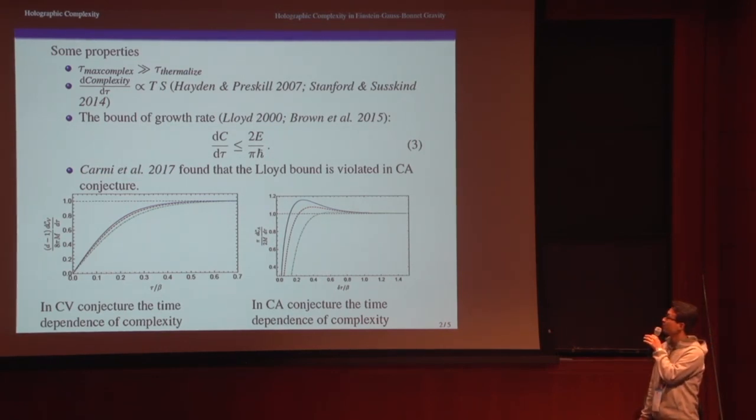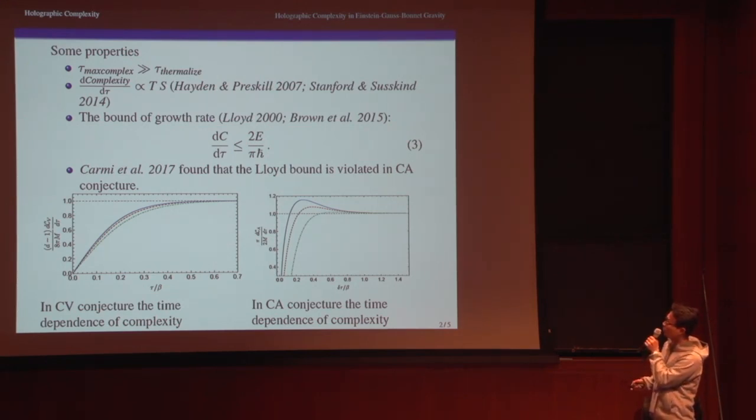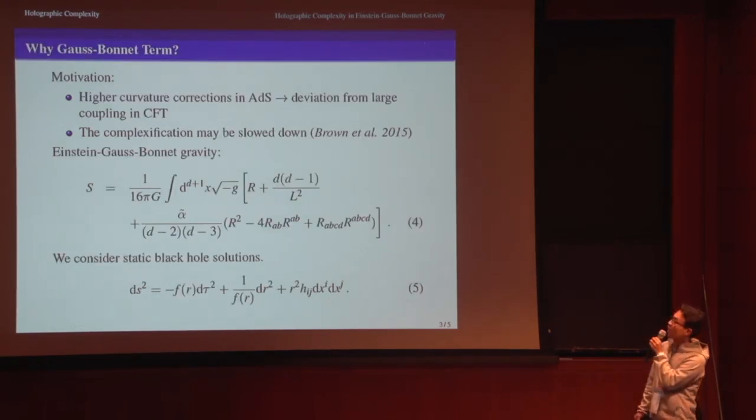There are several important properties of complexity which we can investigate in the holographic construction. For example, if you look at the time evolution of the complexity, you may find that the time needed for the complexity to get to the maximum value is much larger than the thermalization time. Here, tau denotes the time, and the growth rate of complexity obeys the so-called Lloyd bound, in which E is the total energy of the system. You can also look into the whole time evolution of the holographic complexity, and you can draw graphs like this in both conjectures.